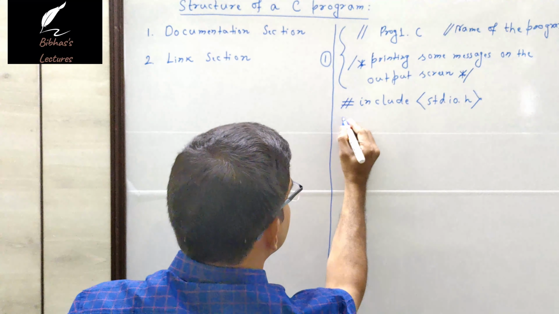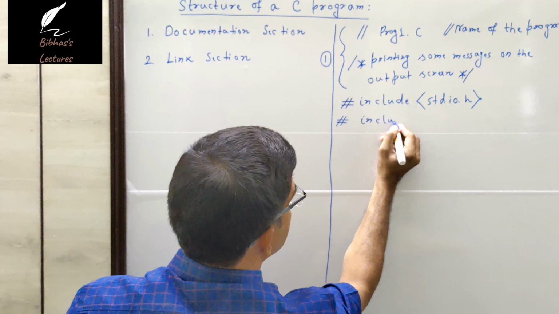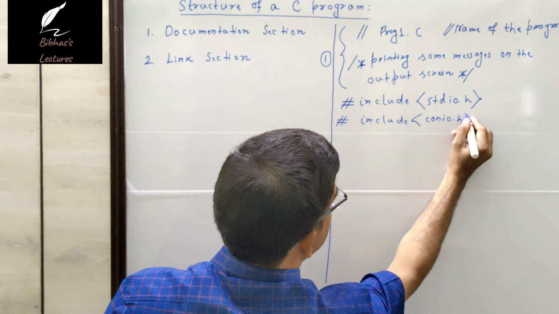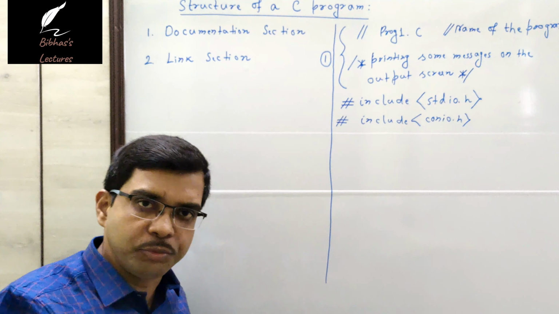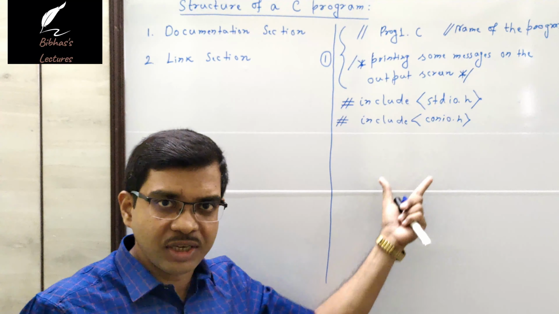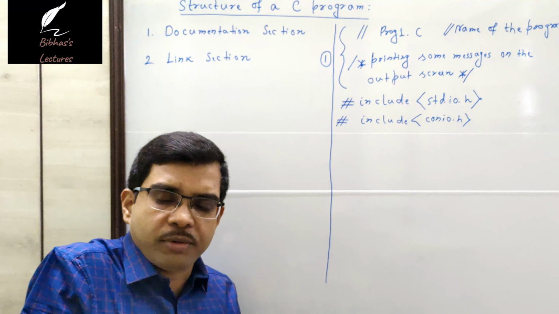Now another header file you can include, for example, #include <conio.h>. Now conio stands for console input output header file. So there is a method available, getch. I will write it in the program, you will see. So getch. What is the job of this method?